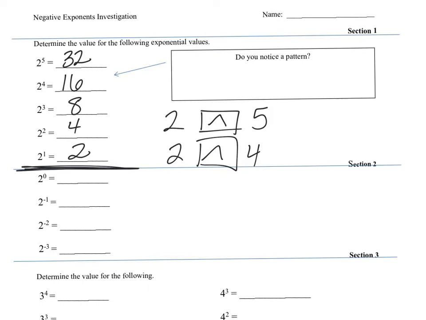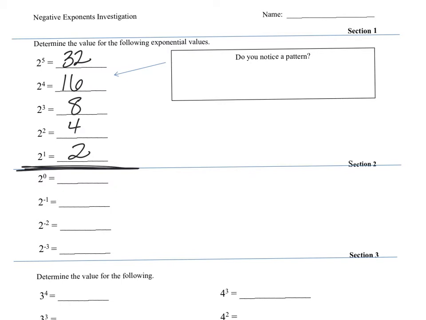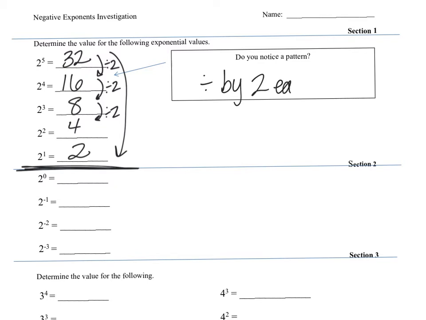Hopefully you paused the video and you have those values 8, 4, and 2. Now I want to talk about what the pattern is that we see as we're going down this list. Hopefully you see that as you go down each row, you are dividing by 2 each time.